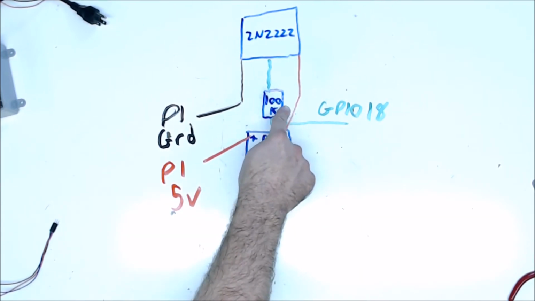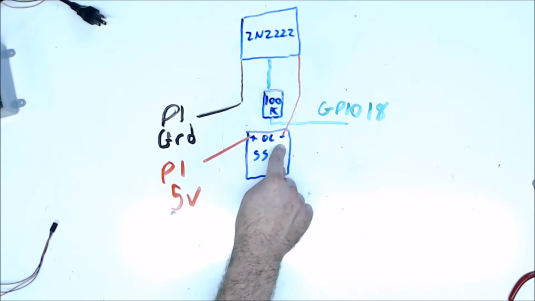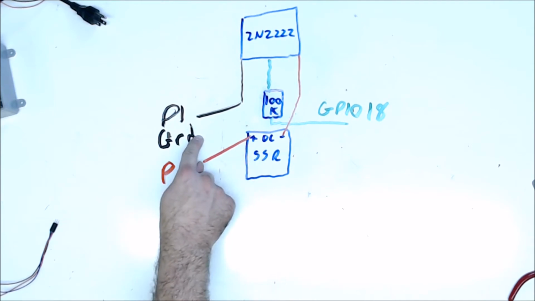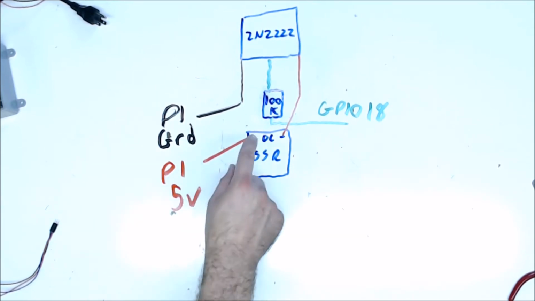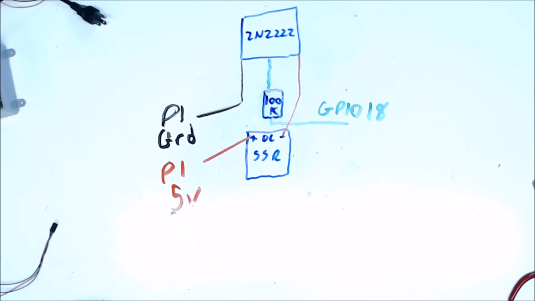Now wire the right collector to the negative DC terminal on the SSR. The left emitter leg will go to a ground pin on the Pi. Connect the positive terminal on the SSR to a 5-volt pin on the Pi.